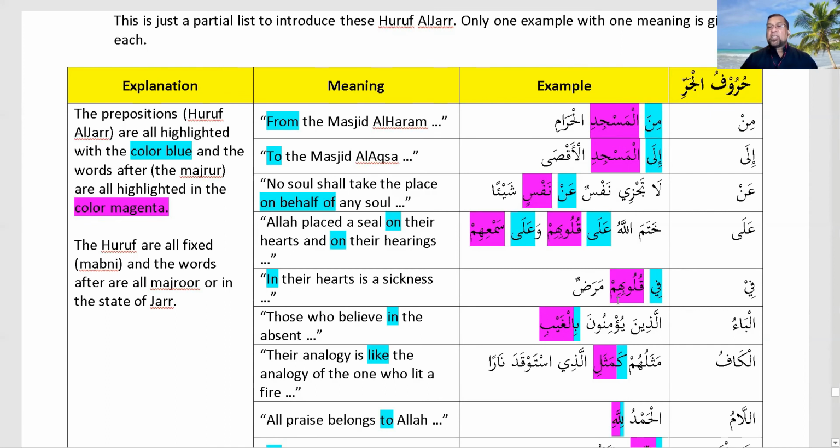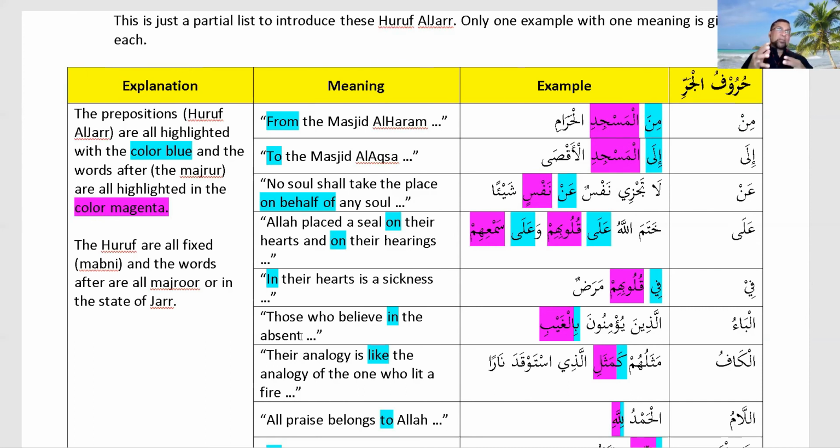Point here, the harf jarr. Al-ba'u. Alladhina yu'minuna bil ghaybi, those who believe in the, I say absent, bil ghaybi. And what I meant by absent, people would normally translate it, those who believe in the unseen. But ghayb doesn't mean unseen. Ghaba means to be absent. Literally, ghaba an shay is to be absent. And what it means, ghaba an hawasina.